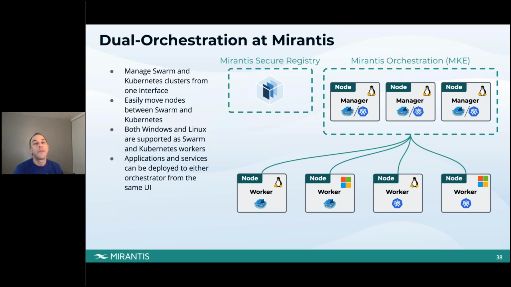But anyway, the points on the left give you some of the benefits. So first, MKE allows you to manage Swarm and Kubernetes clusters from just one interface. And as I'll show you in just a minute, you can easily move nodes between your Swarm and Kubernetes clusters. And then worker nodes can be Windows, Linux, or a combination, and both are supported under both orchestrators. And finally, you can use one UI, that's MKE, to deploy applications and services to either orchestrator.